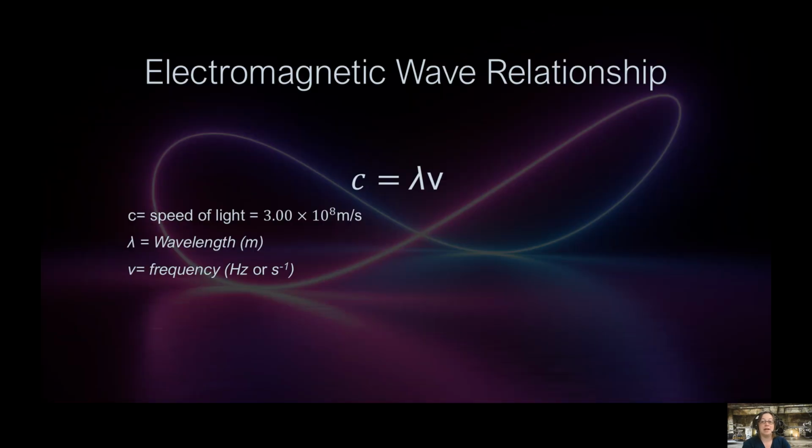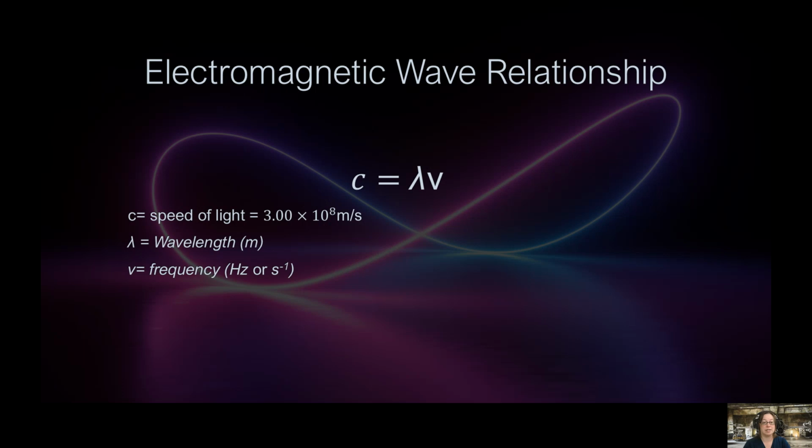Okay, now we're going to be looking at the electromagnetic wave relationships. All right, so electromagnetic waves are represented by this equation, c equals lambda v, where c is the speed of light, 3.00 times 10 to the 8th power meters per second. Wavelength is lambda, and frequency is the v. This equation represents this relationship, and we use this because the speed of an electromagnetic wave is a constant.